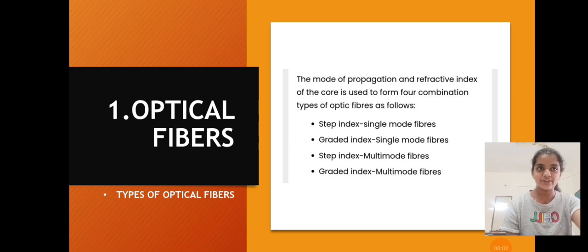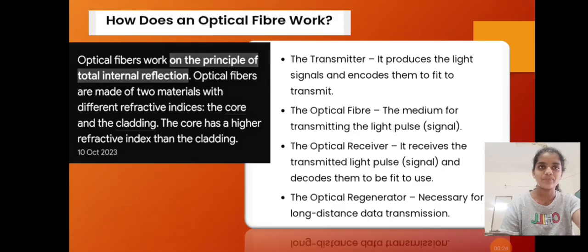Types of optical fibers. The mode of propagation and refractive index of the core is used to form four combinations. Types of optic fibers are as follows: step index single mode fibers, graded index single mode fibers, step index multi-mode fibers, graded index multi-mode fibers.